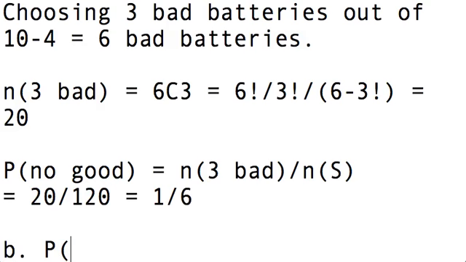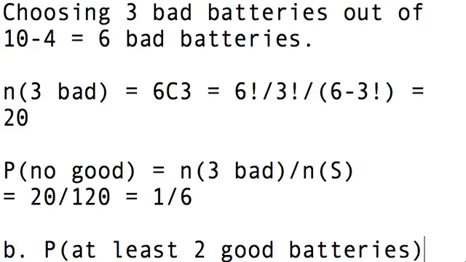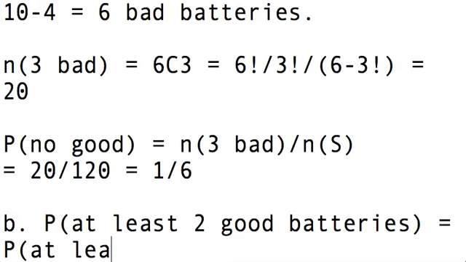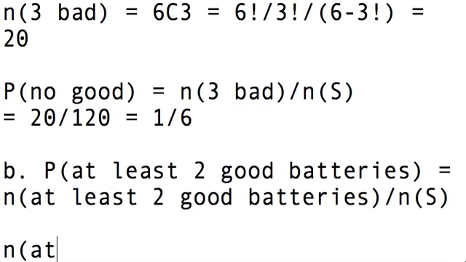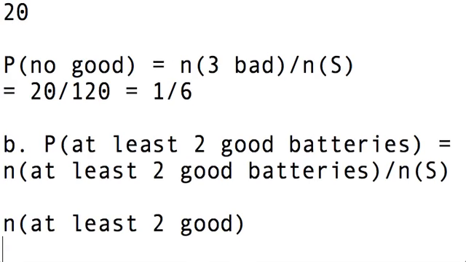What is the probability that I get at least 2 good batteries? I want 2 good batteries, so if I pull out at least 2 good batteries, I'm happy. If I pull out 3 good batteries, great, I only need 2. Well, this is going to be the number of ways that I can pull out at least 2 good batteries divided by the number of ways I can pull out 3 batteries. Now, the number of ways that I can pull out at least 2 good, well, there are 2 ways.